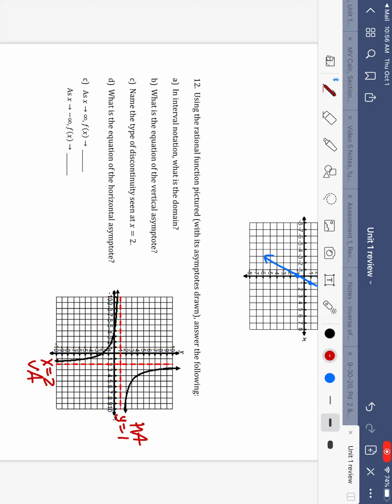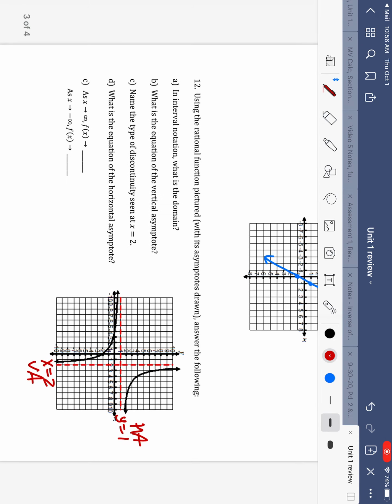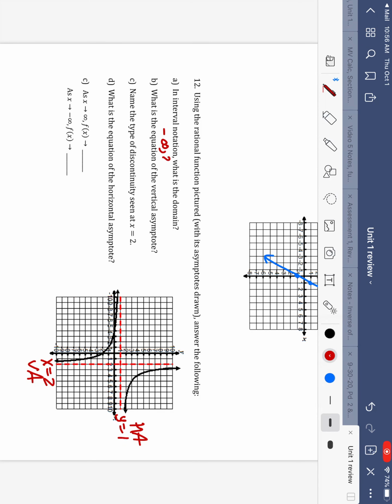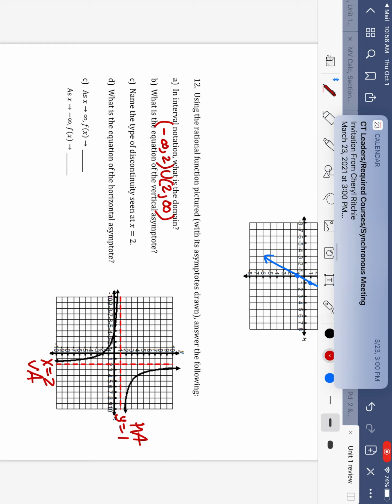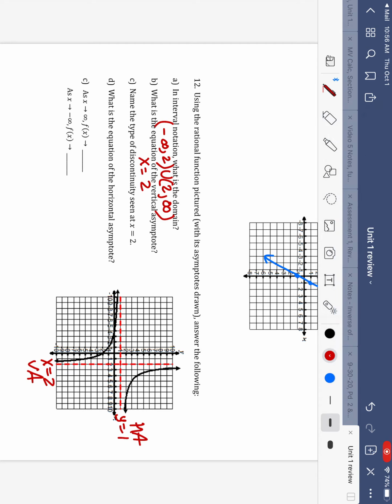All right, interval notation. What's the domain? It's touching everything except 2, so I would say the domain is negative infinity to 2, or from 2 to infinity. What's the equation of the vertical asymptote? Well, there you go, x equals 2. All right, letter C. What's the type of discontinuity? That would be an infinite discontinuity.